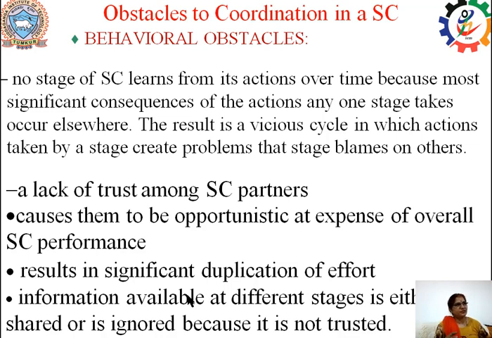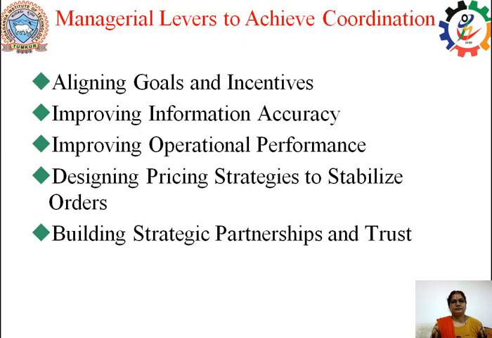For example, if there is good trust and coordination between supplier and manufacturer, whatever the supplier supplies, the manufacturer can simply take it without any inward inspection. But if they don't believe each other, the manufacturer once again goes for inward inspection, so there will be duplication of effort. And information either they don't share, or even if they share, the second person will not believe what the first person has sent. So this is called behavioral obstacles.